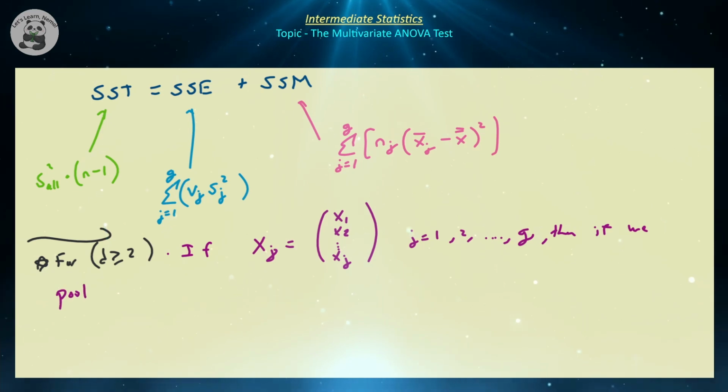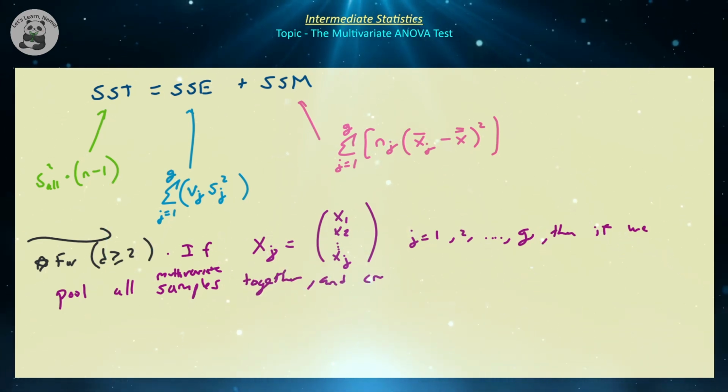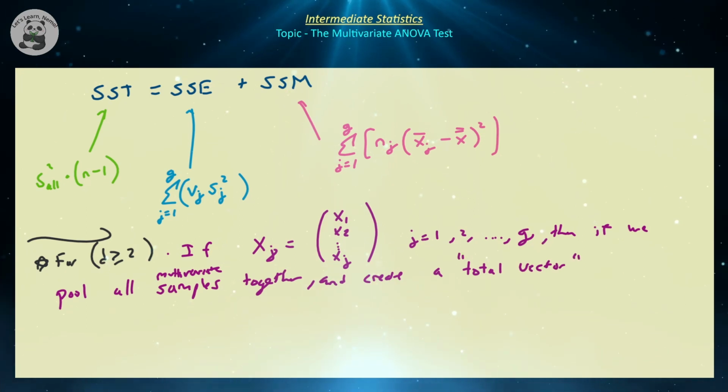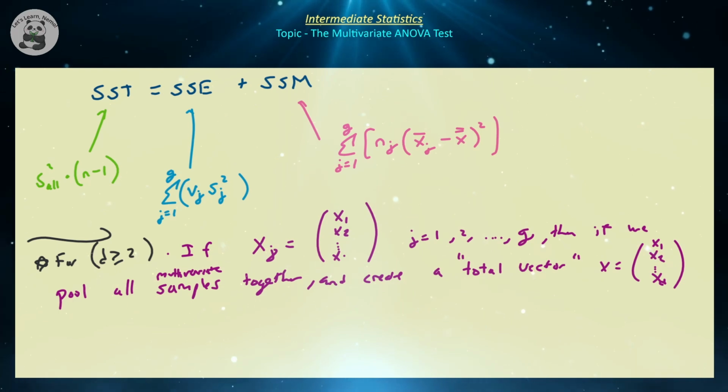pool all samples, and keep in mind these are not just samples, but they are multivariate. So let's write multivariate samples together and create what we can call a total vector. And let's call this total vector x equal to x1, x2, again all the way down to xd, and that's for the jth component.